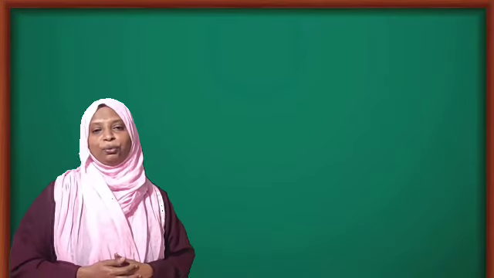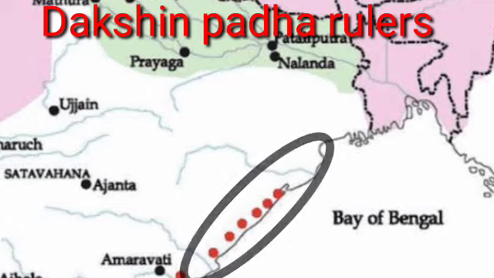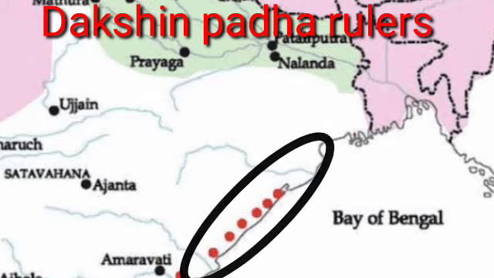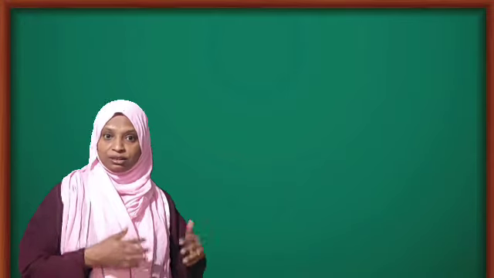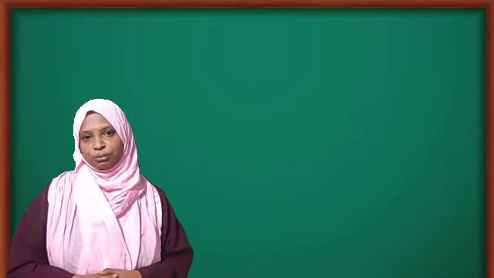And the next kind of rulers were known as the Dakshin Padha rulers. That means on the way to the southern part, especially in the southeastern coastal areas of India, around 12 rulers were there during those times, and all those rulers were defeated one by one by Samudragupta. Firstly he captured all the places, but later Samudragupta allowed all those Dakshin Padha rulers to rule their countries by themselves, but under the supervision of Samudragupta.